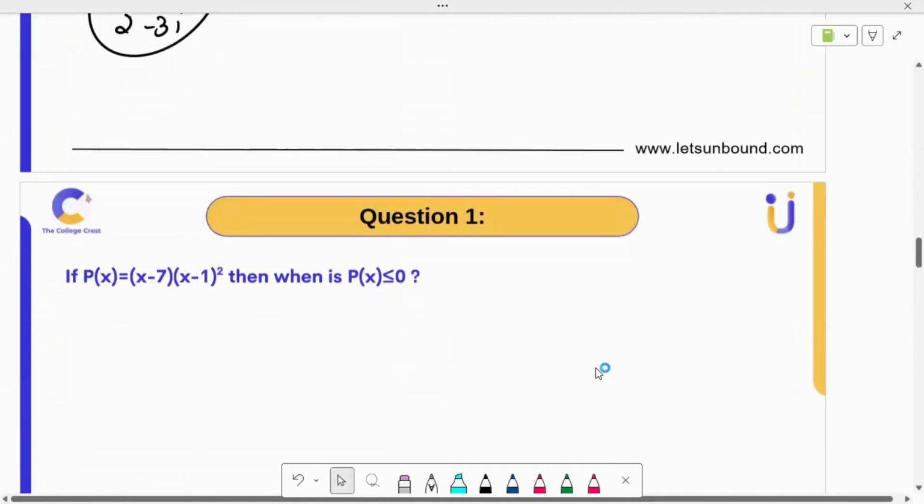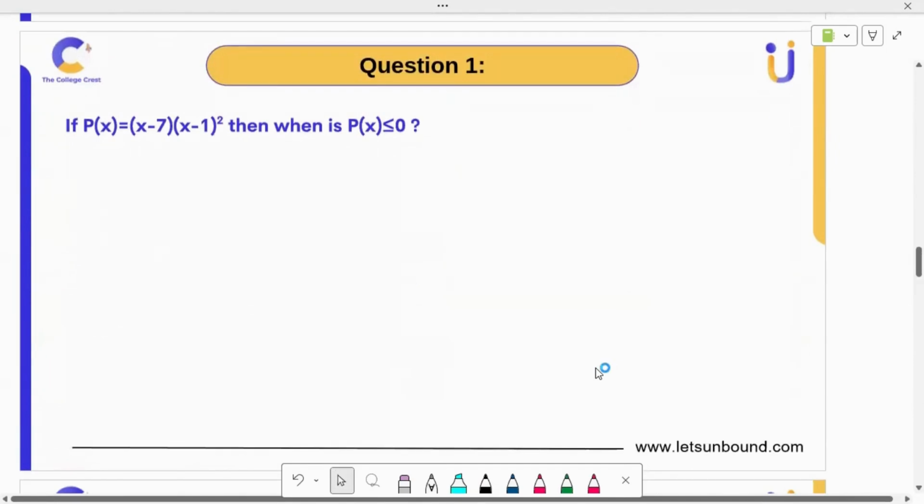Okay. Now, let's go for questions. This is all you need to know about. And yes, in some problems it will cover previous concepts like increasing, decreasing. Those also will be covered in this. First question: if p of x is (x minus 7) into (x minus 1) the whole square, then when is p of x less than or equal to 0?